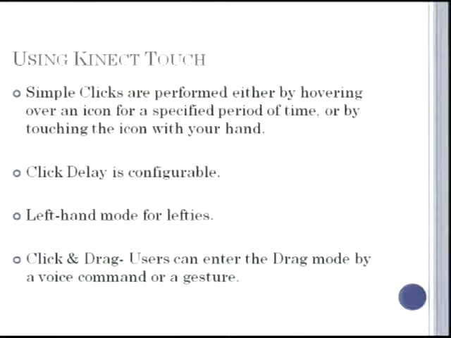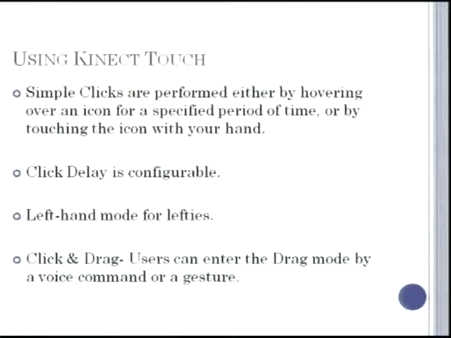So to summarize, simple clicks can be done in two ways. Suppose you're controlling the screen from a distance. You cannot really go and touch the screen. In those cases, you can do a hover click. You can just hover the mouse over the icon that you want to click, and for a specified configurable period of time, it will consider it as a click. If you can touch the screen, then you can always go ahead and activate the simple click using a touch. Now, click delay is configurable, and there is a left-hand mode for people who prefer to use the left hand for moving around the mouse.